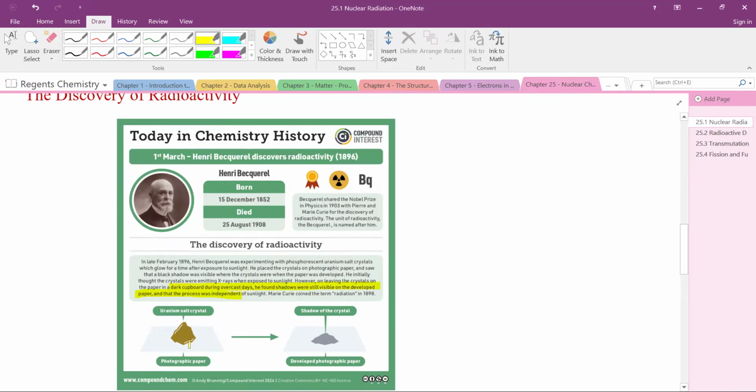uranium salt. And what he didn't know, but what Marie Curie was able to actually identify, was that that rock salt was intrinsically emitting energy in the form that she called radiation. They weren't sure what it was, but they knew that this rock would spontaneously shoot off this energy that would meaningfully interact with the photographic paper. And so this was the first real discovery of radioactivity.